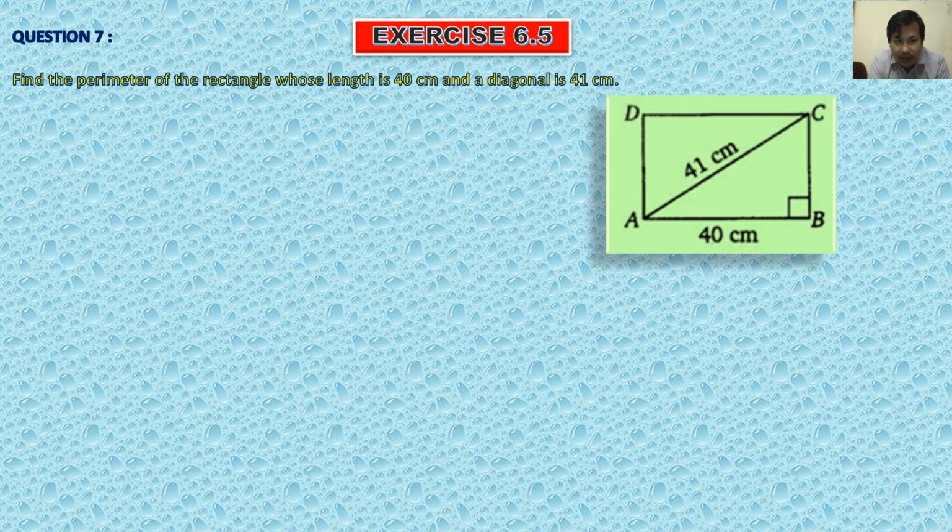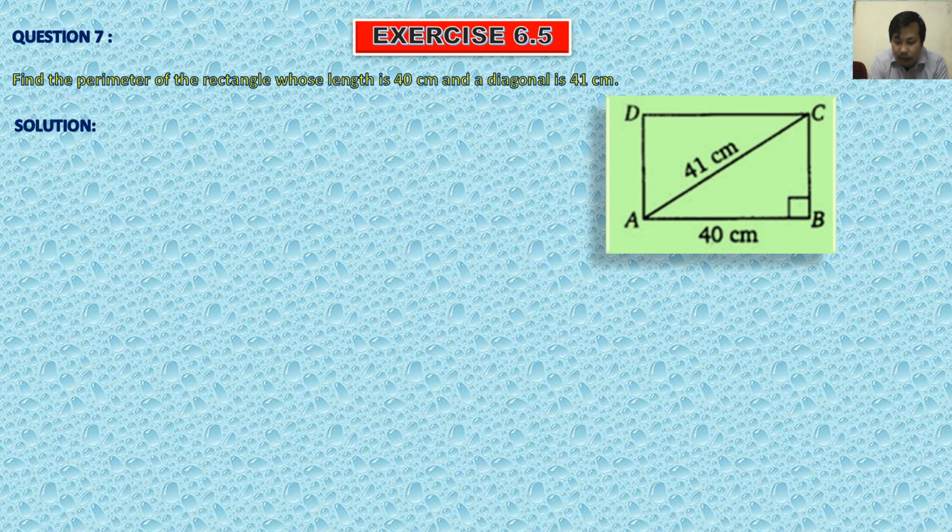After finding BC, we have to find the perimeter of the whole rectangle. We know the length, but we don't know the breadth, and we need the breadth to find the perimeter. So to find the breadth, we use the diagonal, which is the hypotenuse. Here we can apply the Pythagoras theorem and find BC, which is the breadth of the rectangle, and then we can find the perimeter. So let us see the solution.